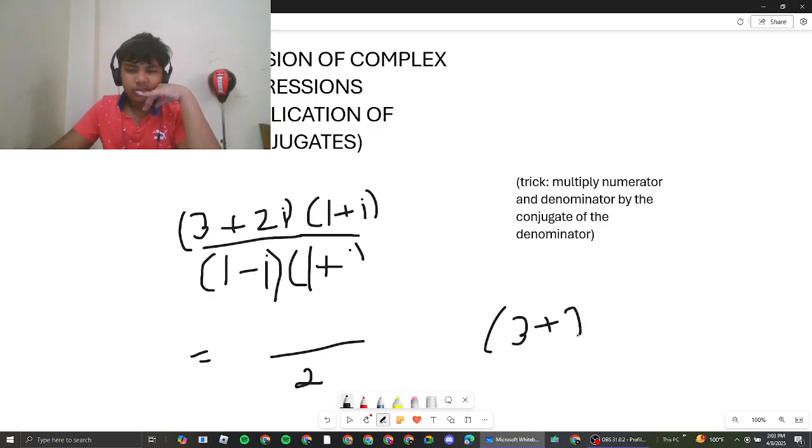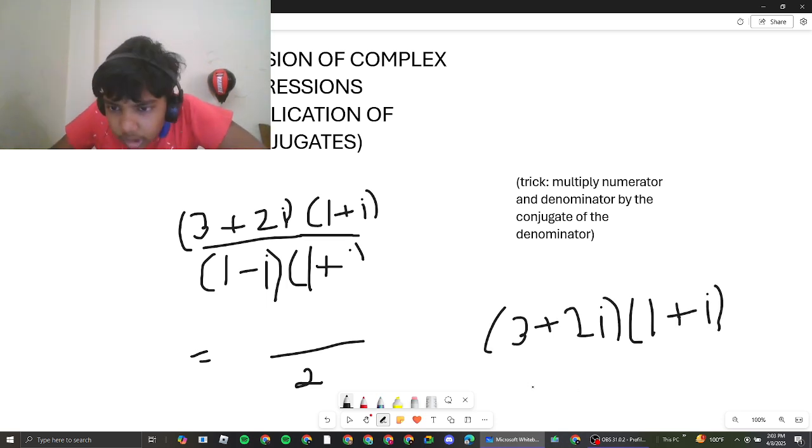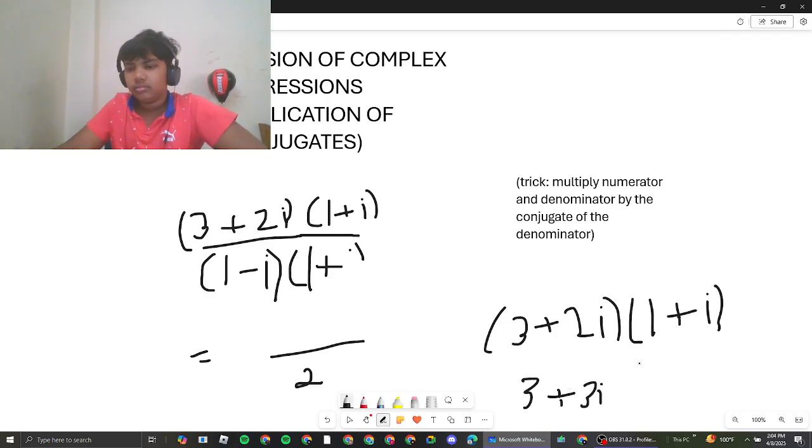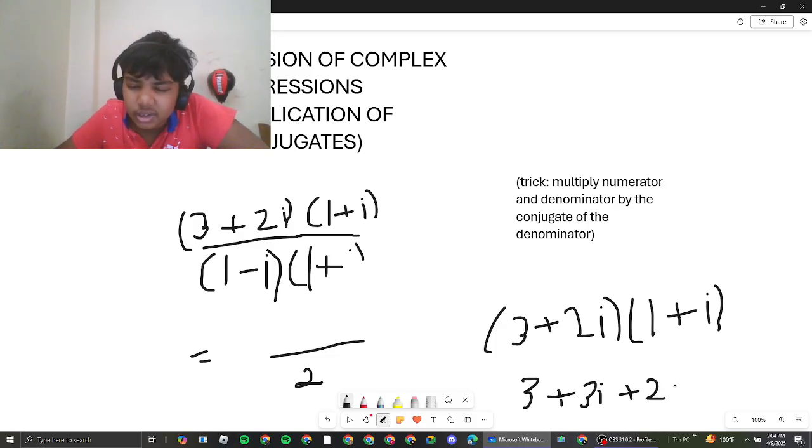3 plus 2i into 1 plus i. Okay, same thing. 3 into 1 is 3, 3 into i, 3i, plus 2i into 1, 2i, plus 2i into i, 2i squared. Let's clean this up.